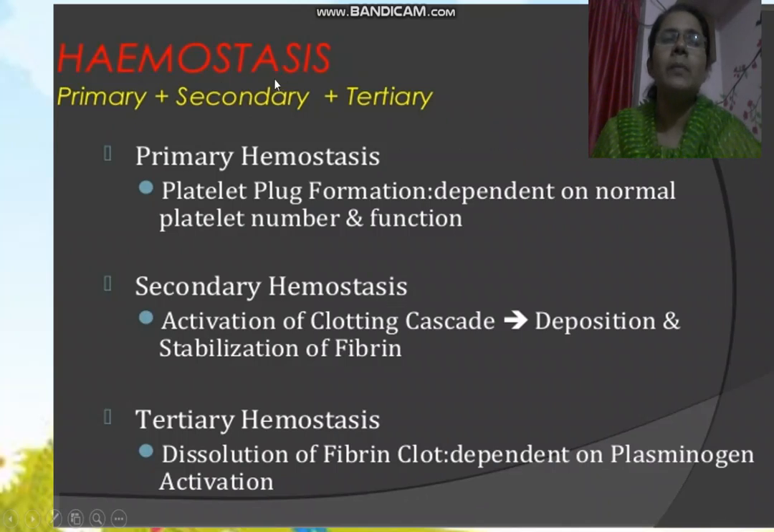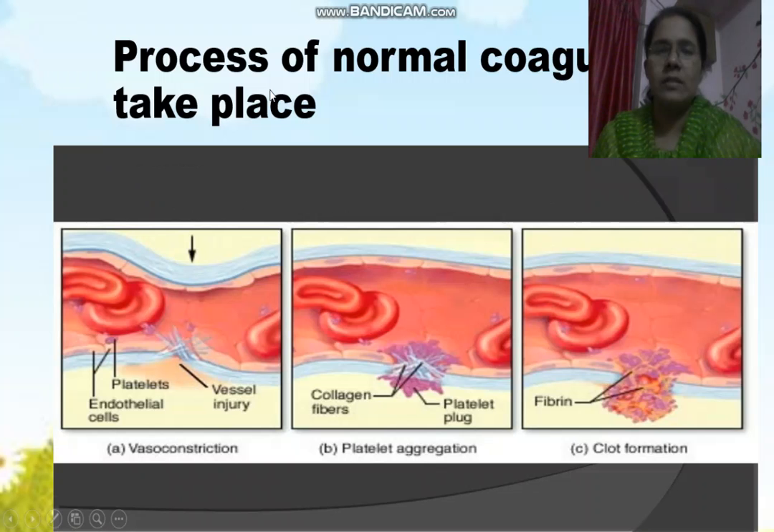Next, we can see hemostasis. It occurs in three steps: primary, secondary, and tertiary. First, primary hemostasis: platelet plug formation, which depends on normal platelet number and function. Secondary hemostasis occurs through the activation of the clotting cascade and deposition and stabilization of fibrin. Third, tertiary hemostasis is the dissolution of the fibrin clot, dependent on plasminogen activation. So these are the three steps that occur in hemostasis.